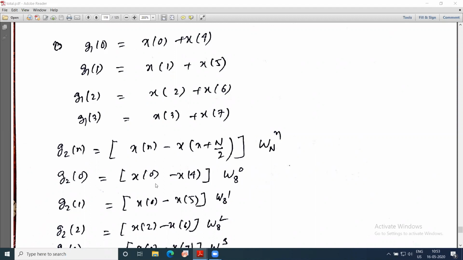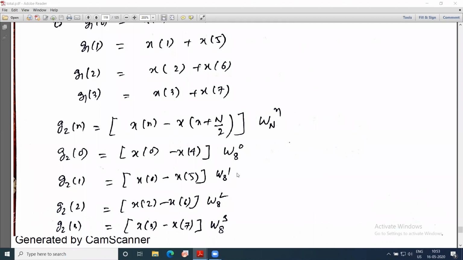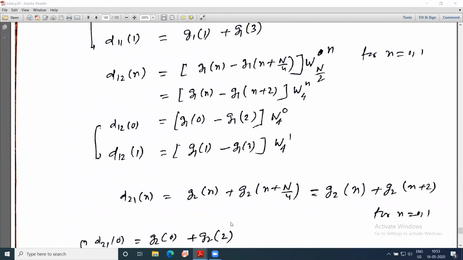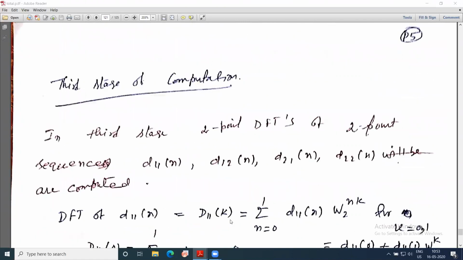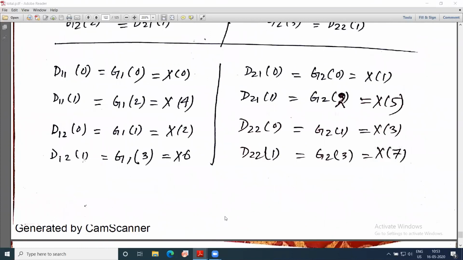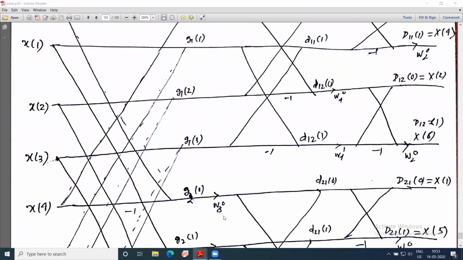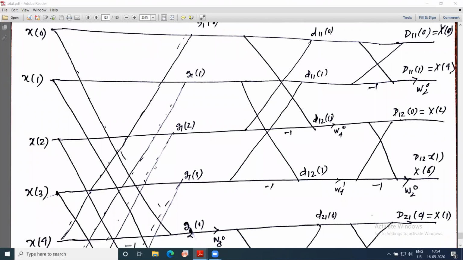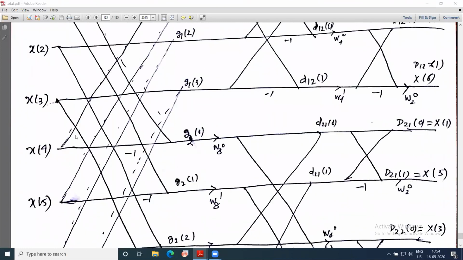Then I have to find x0 minus x4 and x1 minus x5, this will be 1, right? This is not 0, 1. x1 minus x5, x2 minus x6, x3 minus x7, that will be multiplied by W80, W81, W82, W83. Like that, we can do that. Now let us see what is x4. Now, G20 means this x0 minus x4. So G20 will be x0 minus x4 at this point.